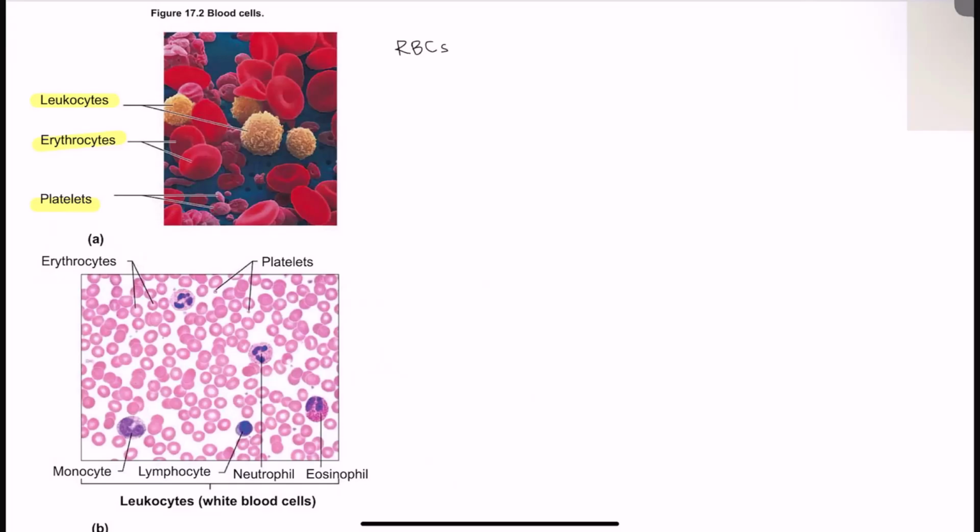we call them cells, but they're kind of not true cells. And what I mean by that is that they're anucleate, which means they lack a nucleus. So anytime that you slap this letter A at the front of a word, that means it doesn't have that thing. So they're anucleate, no nucleus. Platelets, they're fragments of cells.